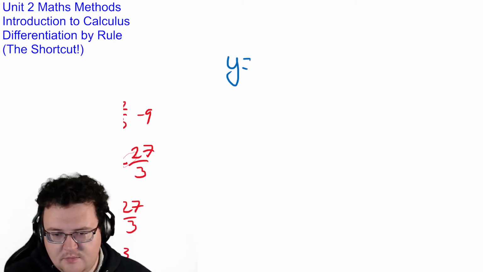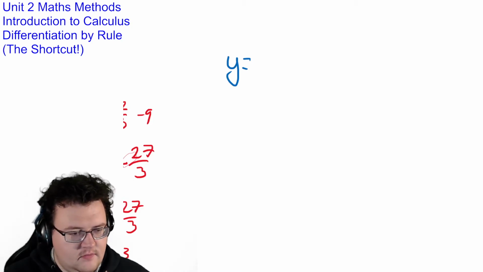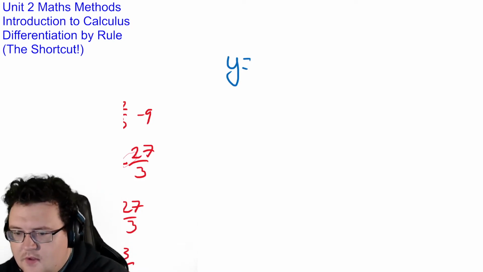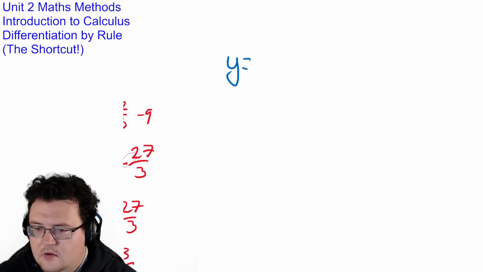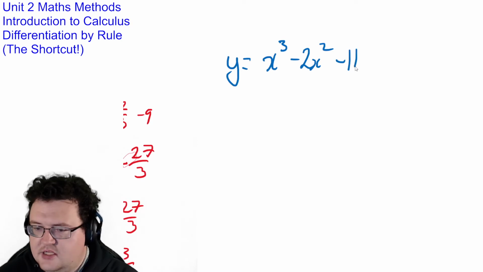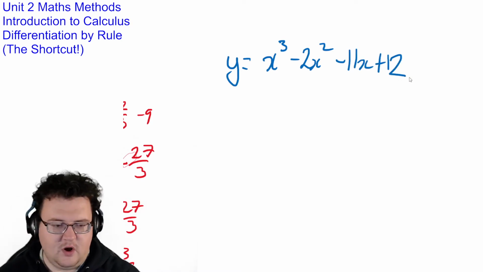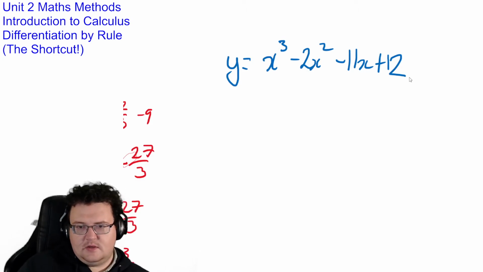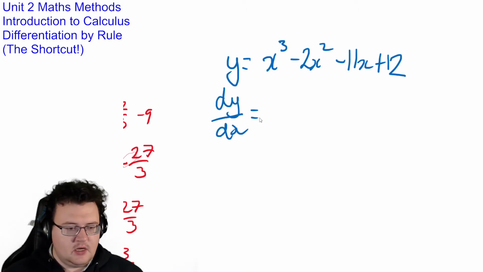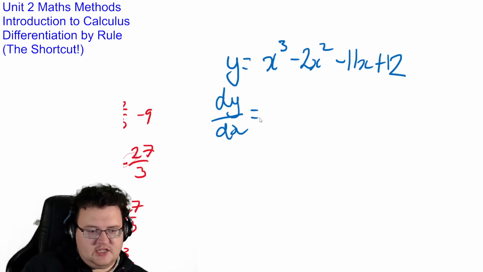Can I please get a number between 1 and 5? All right. 4 and 3. Beautiful. All right. X cubed minus 2x squared minus 11x plus 12. So same thing as before. I want you to type what you think dy dx is. Type it in. Don't send it until I say so.